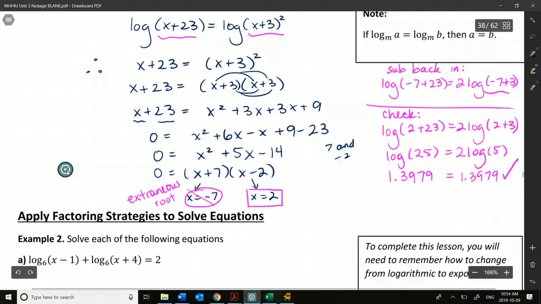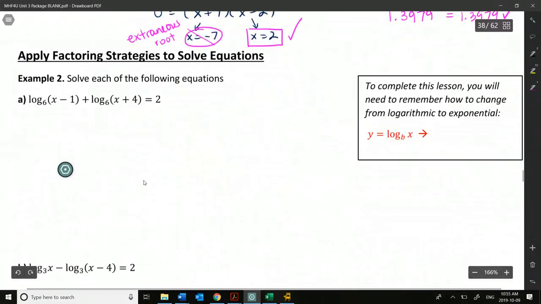If you tried to simplify this guy, you would find that you would get a math error on your calculator, and that's because that is not possible. That value is restricted for a logarithm. So 2 is the only permissible solution to this equation. Questions for this? Okay, let's go to the next one.